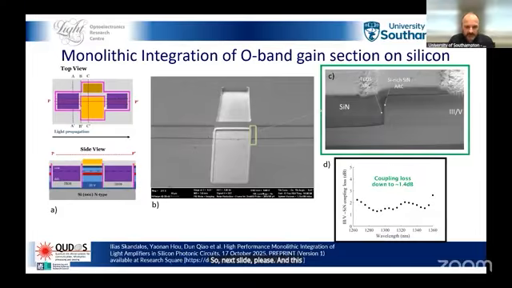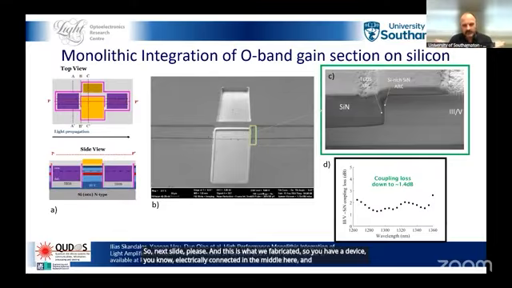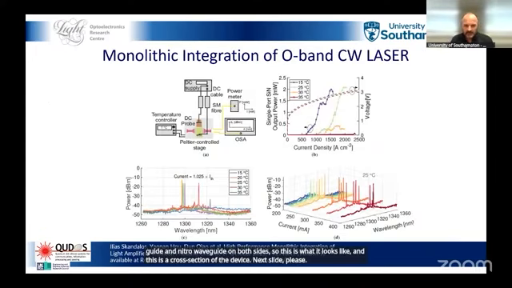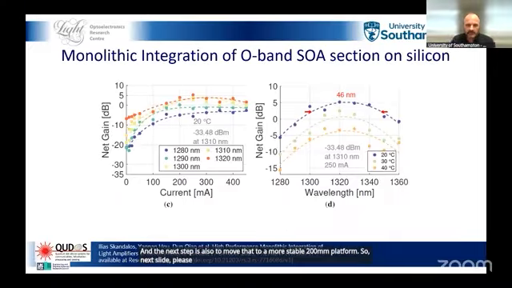And this is what we fabricated. You have a device, electrically connected in the middle here, and you have your silicon nitride waveguide on both sides. This is what it looks like, and this is a cross section of the device. Next slide, please. And we got CW operation out of this, coupled directly to a waveguide. We got a few milliwatts, but we have a couple of iterations on the roadmap that will improve that dramatically down the line. And the next step is also to move that to a more stable 200 millimeter platform. So next slide, please. That's the CW laser in the O-band.